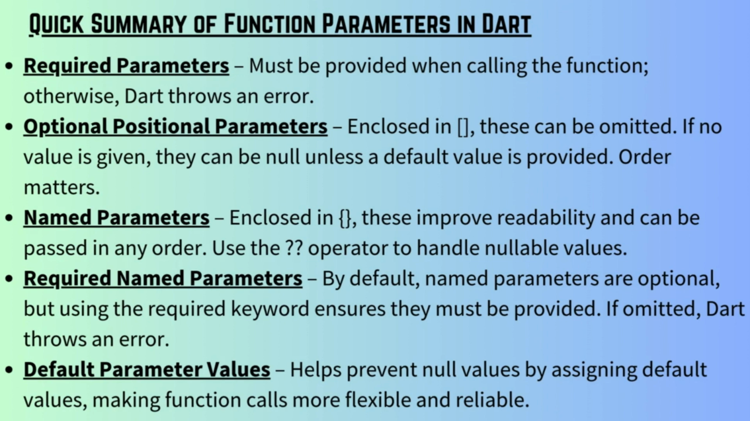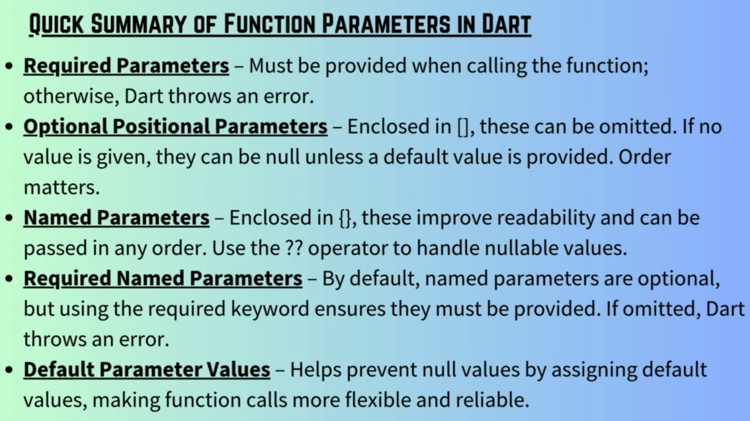Required parameters are those that must be provided when calling the function. If they are missing, Dart throws an error because the function expects a value to work with. Sometimes, we may not always need to pass every argument. In such cases, we use optional positional parameters, which are placed inside square brackets. Since they are optional, they might be null, so we use nullable types or provide a default value to avoid issues. However, the order of arguments still matters when passing these parameters.